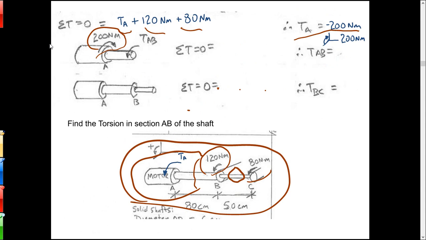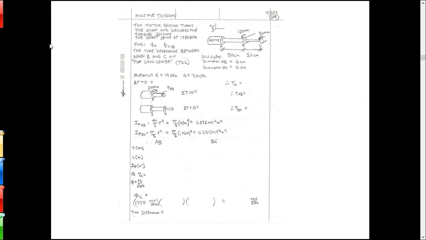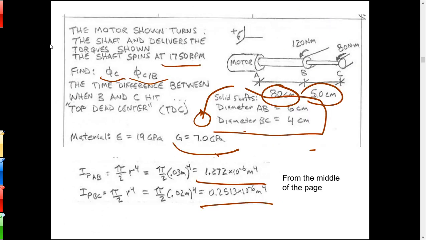Got any questions on this torsion stuff so far? Well, we'll finish this thing up if there aren't questions.